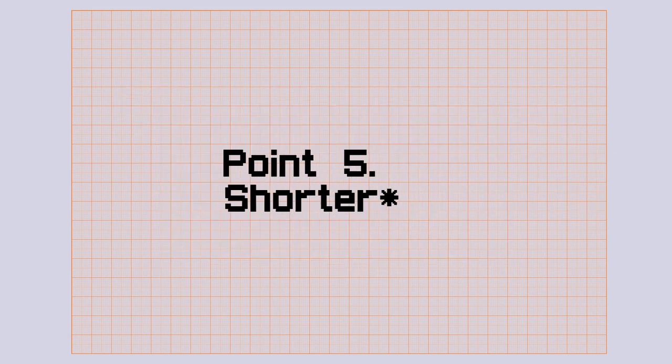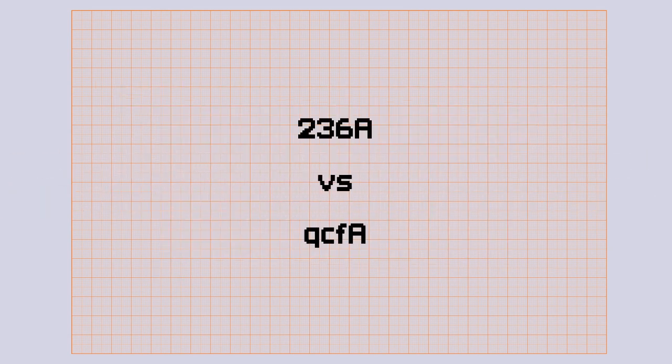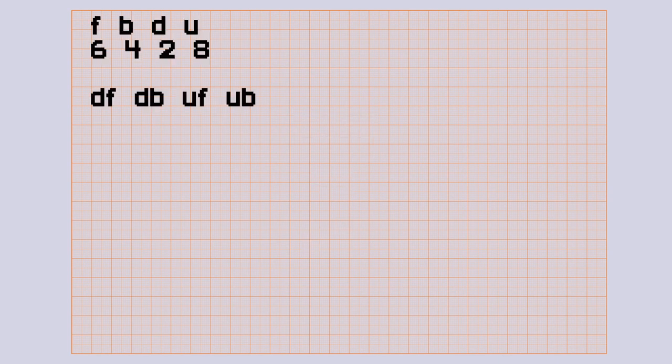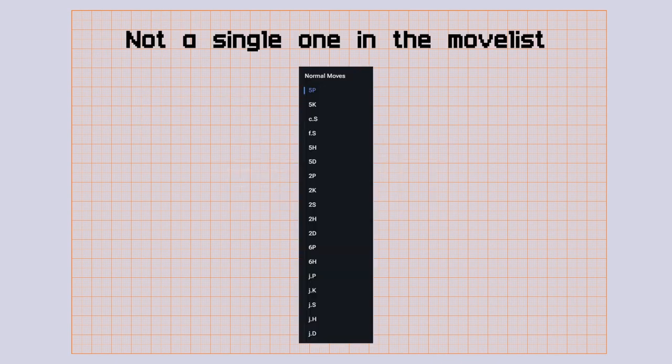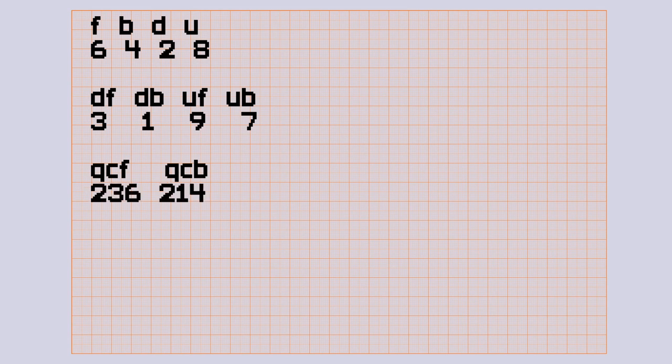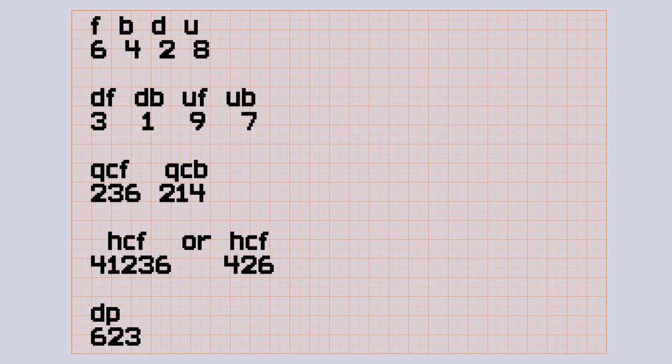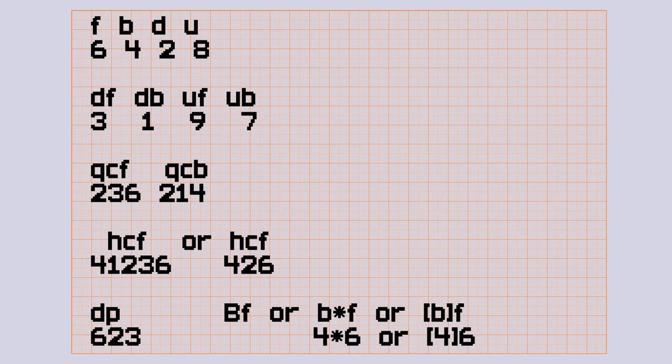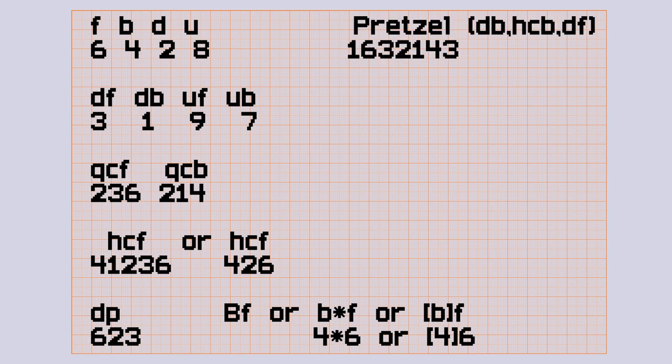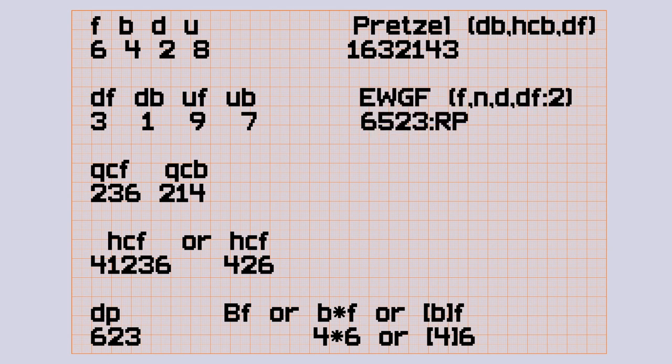Point 5. Shorter. Okay, is it actually shorter than the letter notation? Let's compare. Cardinal inputs, same length. Diagonal inputs, twice as efficient, but in the games where people use numpad notation, there are next to no diagonal inputs. Quarter circle forward, quarter circle back, 2-3-6, 2-1-4, same. Half circles, is it twice as long or same? DP, 1.5 times longer. Charge motions, different approaches, but overall same. Something more unique and complex, pretzel. 1-6-3-2-1-4, no. Electric Twin Godfist. 6-5-2-3 column RP, no. 360.